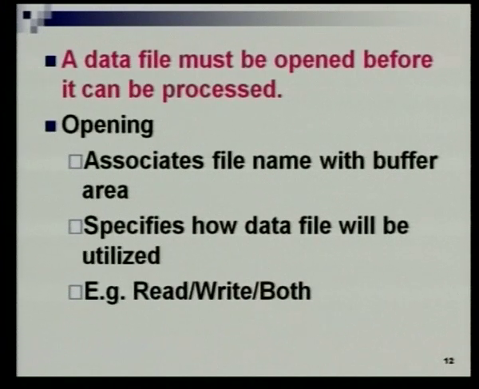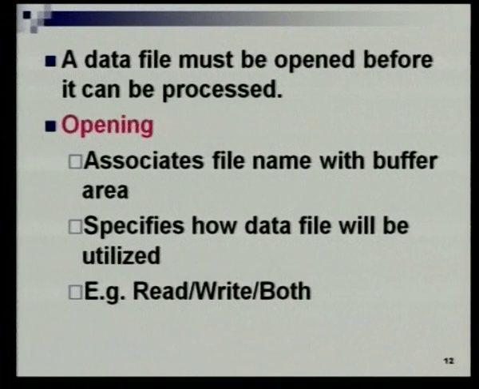A data file must first be opened before it can be processed. Generally all the files will be closed in the system, so when you have to operate on certain files, you need to explicitly open those files. So what are the operations involved in opening a file? It associates a file name with the buffer area. You have the area in memory, and you have a pointer to it. You should know which file is stored in which buffer area. There will be plenty of files, thousands, lakhs of files in a computer, and all the files are going to be closed. At one particular point of time, three or more files may be open and many buffer areas may be present. So you have to know which file is being stored in which buffer area, so you have to associate the file name with the buffer area.